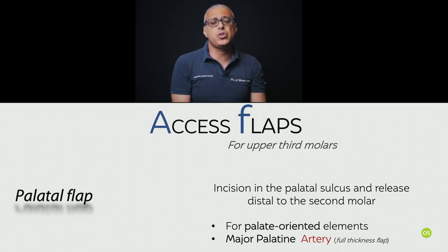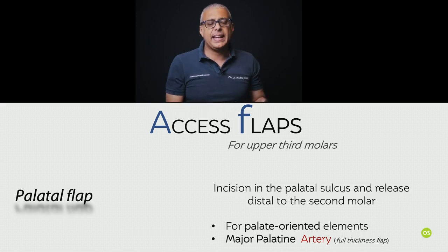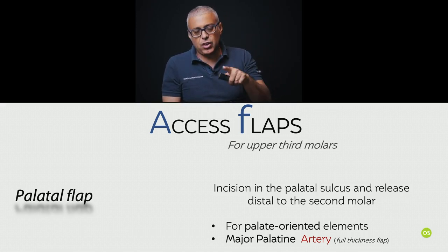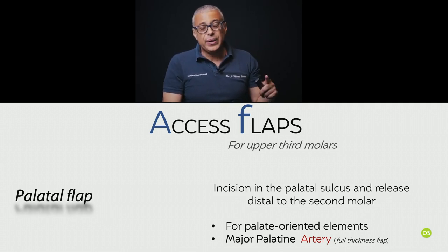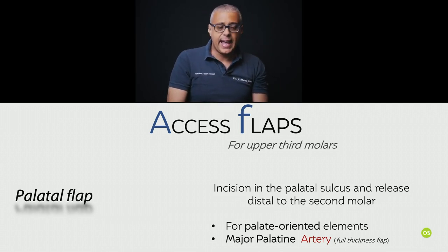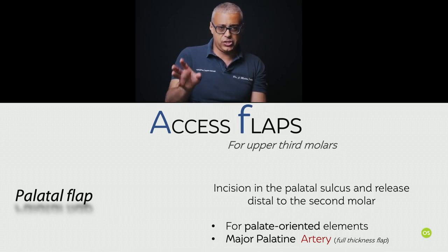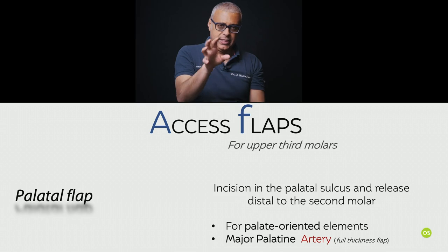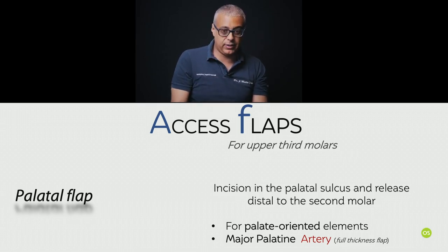The palatal flap is usually used for those teeth that are much more palatally impacted, and it has a sulcular incision on the palatal aspect of the second molar, and a releasing incision which goes towards the maxillary tuberosity. It is used, as we said, for palatal-oriented teeth. We always have to be aware and careful of the palatine artery, which runs approximately towards the position of the second upper molar in the palatal aspect.